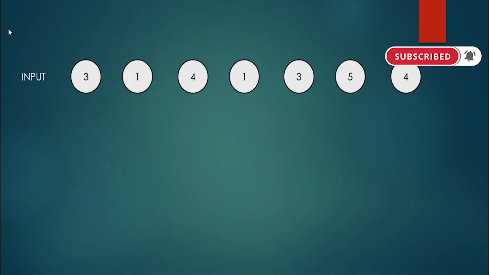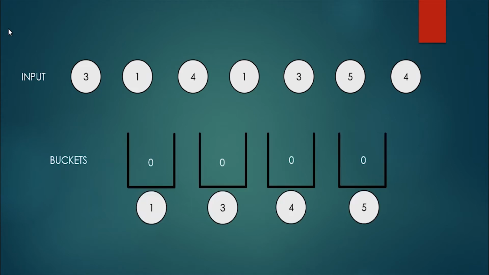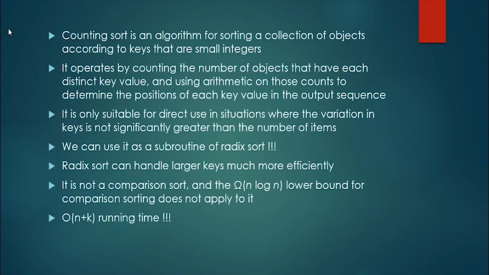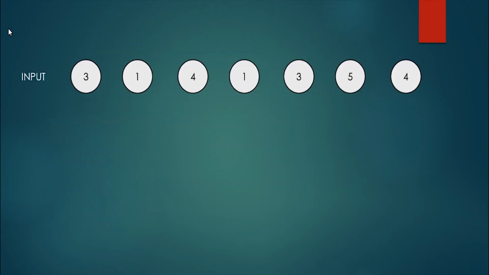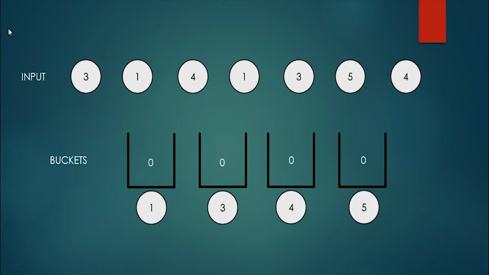So we have an input 3, 1, 4, 1, 3, 5, 4. We want to sort this array and we have 4 buckets because we have two 1s, two 3s, two 4s, and one 5. So there are 4 distinct integers in this situation, and that's why we have 4 buckets. So when I said that the running time of the algorithm is O(n + k), this k denotes the number of buckets. So in this case we have 1, 2, 3, 4, 5, 6, 7, so n is equal to 7 and k is equal to 4. This is the number of buckets.